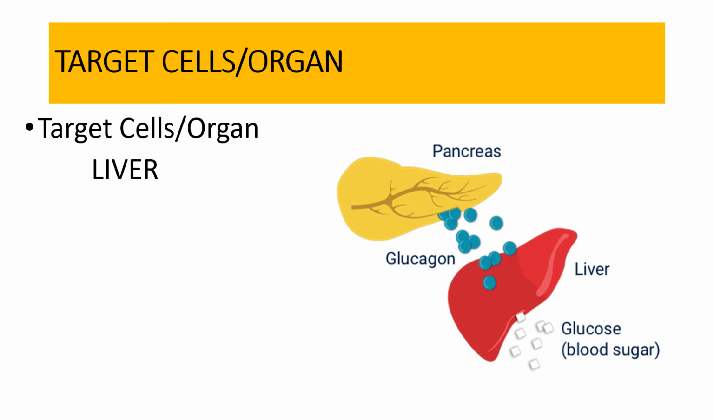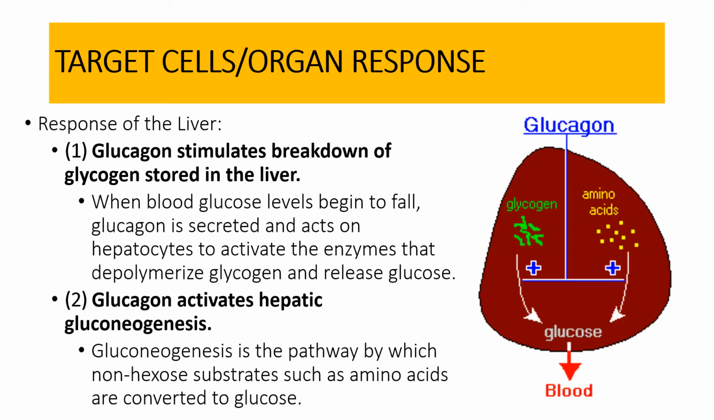Where is it going to go? It's going to target the liver. And the liver is going to make sure that glucose gets in the bloodstream. So there are two ways that can happen. Glucagon is going to stimulate the breakdown of glycogen, which is stored in the liver. Now, glycogen is the storage form of sugar.